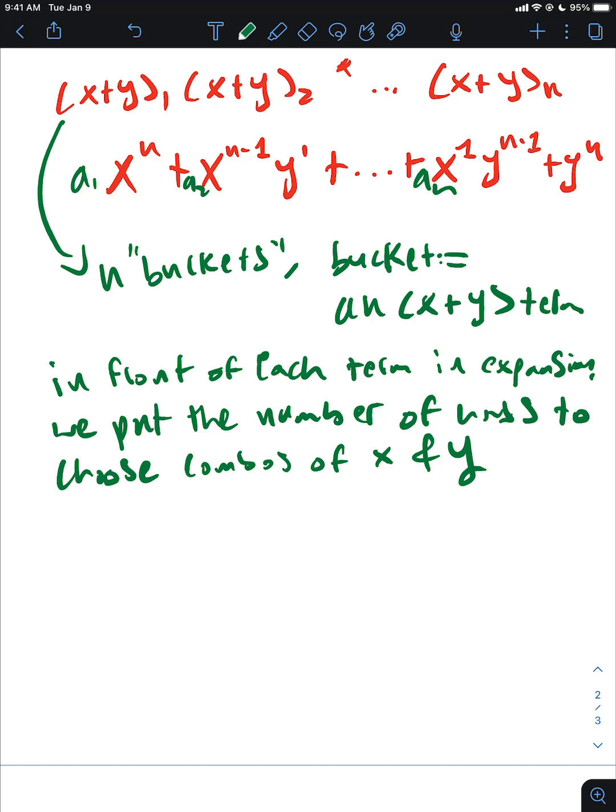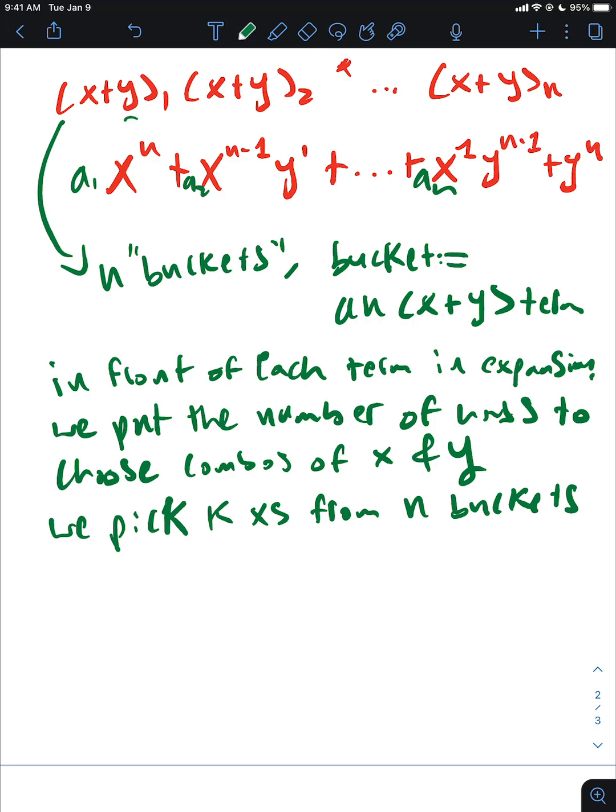So here's how the process works. We're basically saying we pick, say, k x's from n buckets. So we have basically up here, we have n opportunities to pick k x's. So that can be expressed as n choose k.